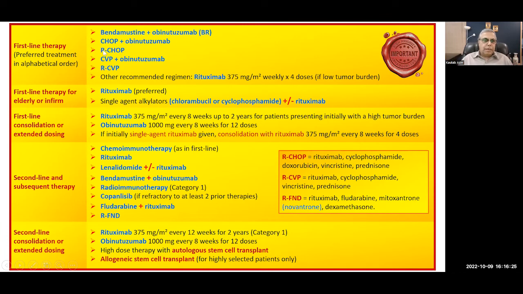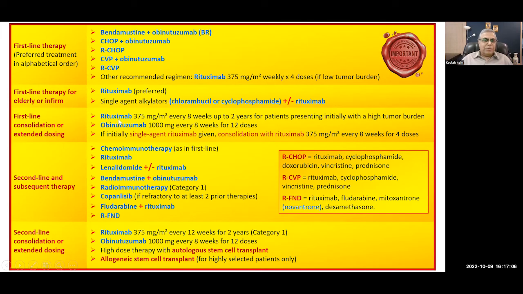obinutuzumab, R-CHOP, rituximab with cyclophosphamide, doxorubicin, vincristine, prednisone, cyclophosphamide, vincristine, which is Oncovin, and prednisone, right? Obinutuzumab, or rituximab combined with the same therapy. Rituximab 375 weekly for 4 doses, okay? Then this is the first line therapy. For elderly infirm, rituximab, we have already seen that. Or single alkylators like chlorambucil or cyclophosphamide with or without rituximab, okay?